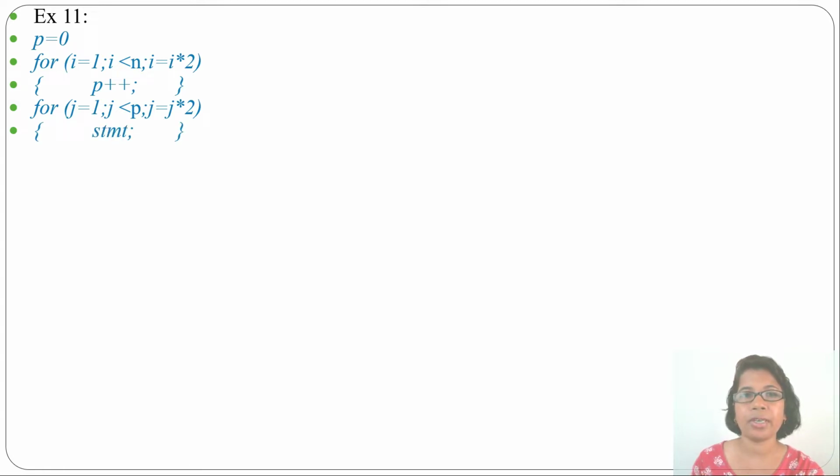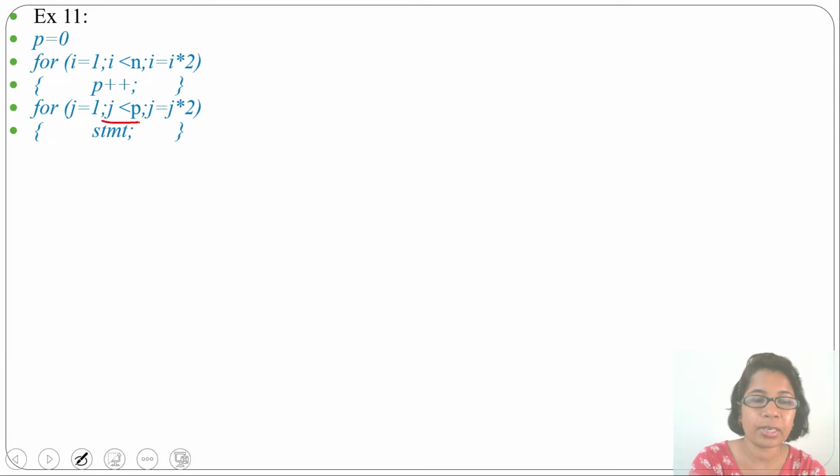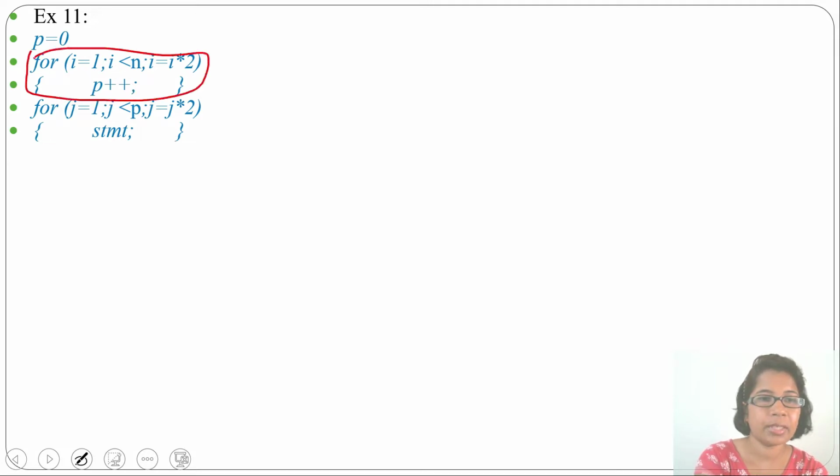These two are not nested loops. They are separate for loops but they are dependent. You can mark this j value will run till j is less than p, and in the first for loop p value is incremented. These two for loops are dependent through the p variable. Let me analyze this for loop first. I will take two variables, one for i, another for p.